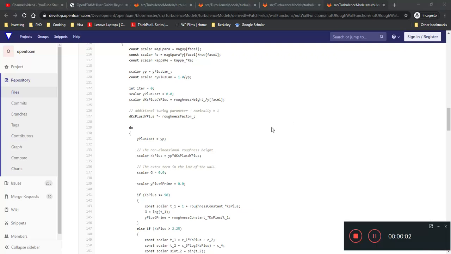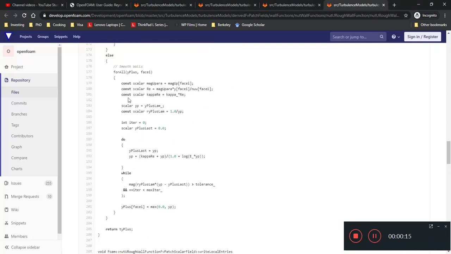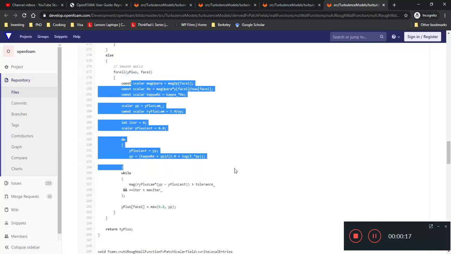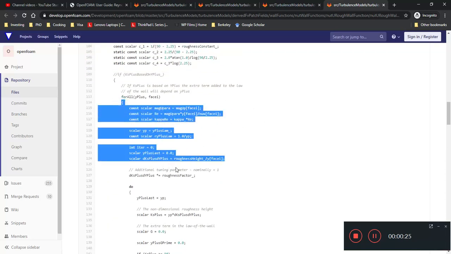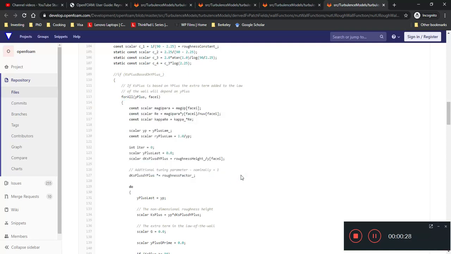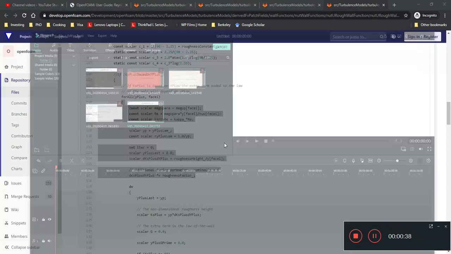Hello, welcome back to our video series on turbulence modeling. In our last video, we talked about the smooth function, the part from about line 179 onwards, where the code tells us what formula is being used. Now that we understand the smooth function, we want to look at the rough function as well, so we can compare what we know to what OpenFOAM uses. This is from line 115 onwards.